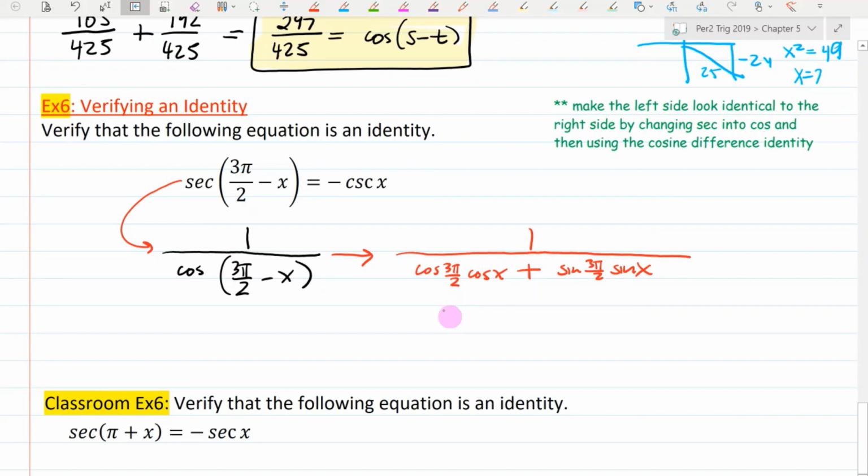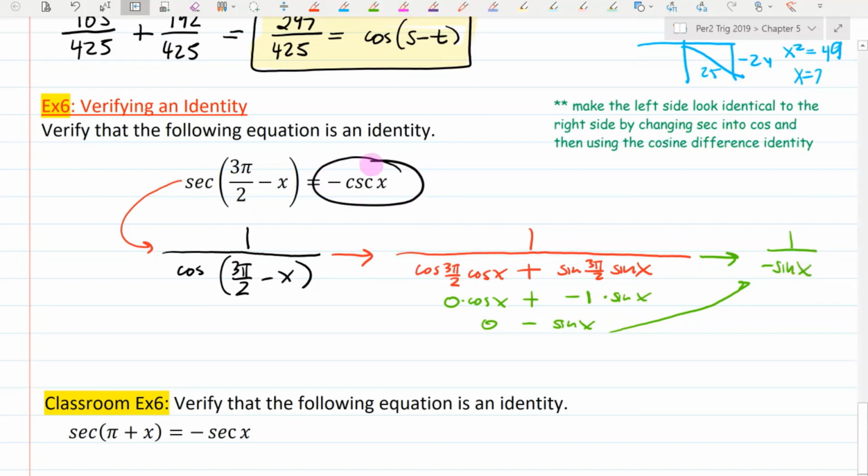And I'm just going to go ahead and work with this down here. Cosine of 3 pi over 2 is 0 times cosine of x plus sine of 3 pi over 2 times sine of x gives me 0 minus sine of x. So that gives me negative sine x, which this is what we're trying to get to. And that's what this is equal to. It equals negative cosecant of x. And now those are identical. Okay? So that's verified. You guys try the next problem.